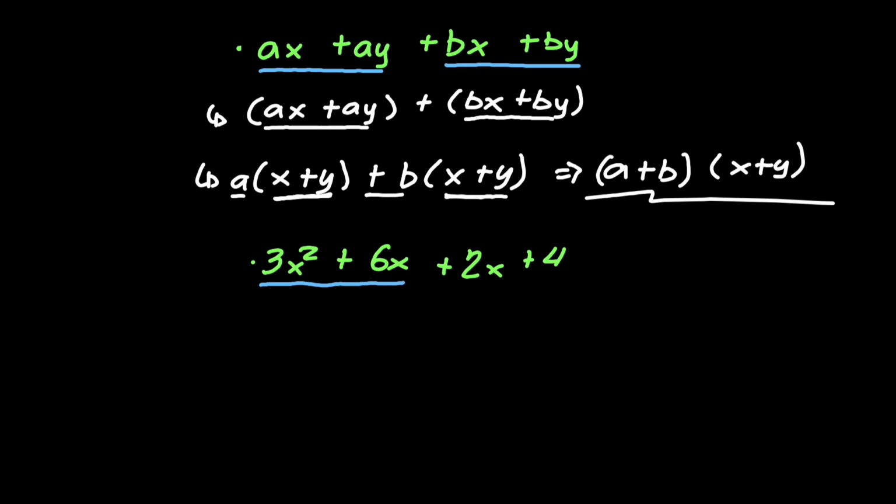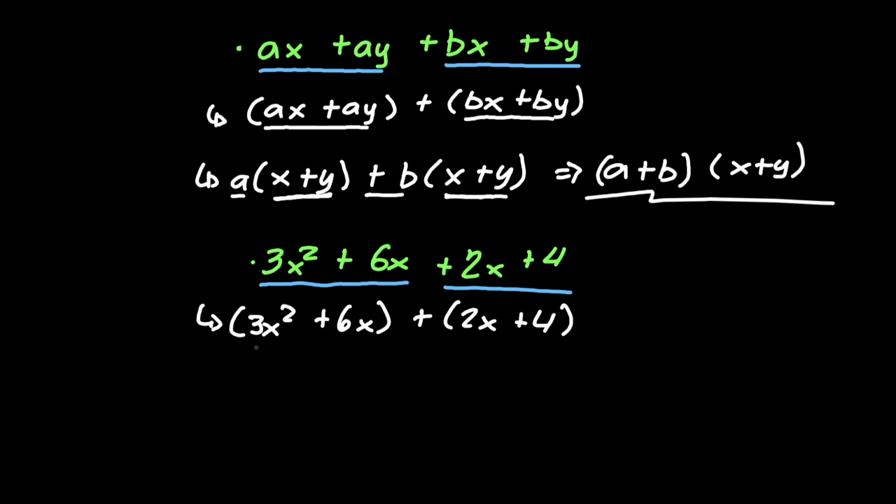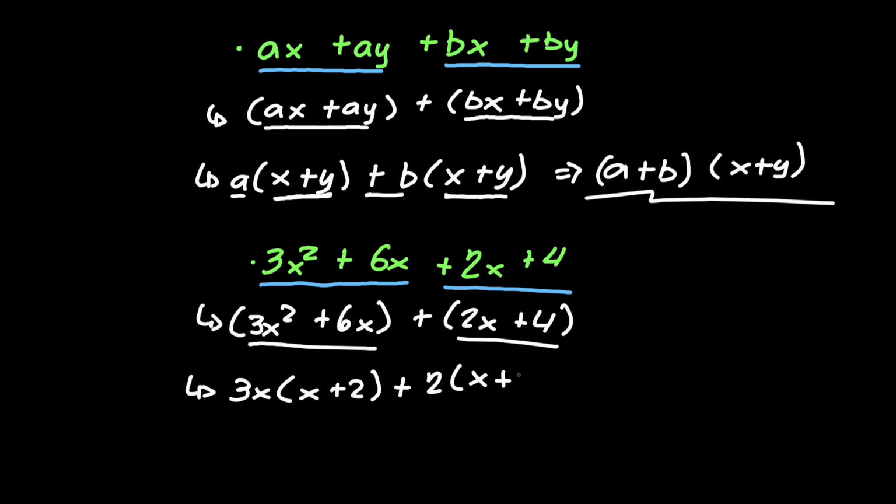First is to group these 2 together and these 2 together, which will be 3x squared plus 6x plus 2x plus 4. So the factored form of 3x squared plus 6x would be 3x multiplied by x plus 2, plus the factored form of 2x plus 4 would be 2 multiplied by x plus 2. So the final answer here would be 3x plus 2 multiplied by x plus 2.